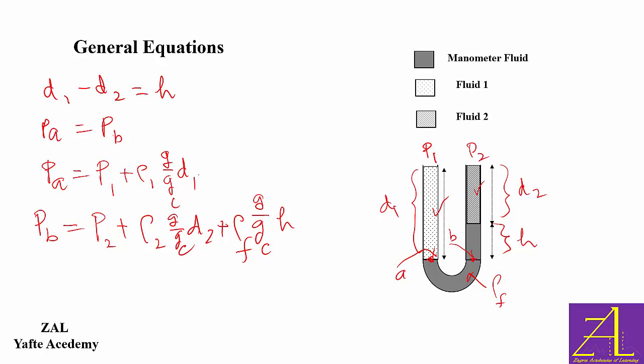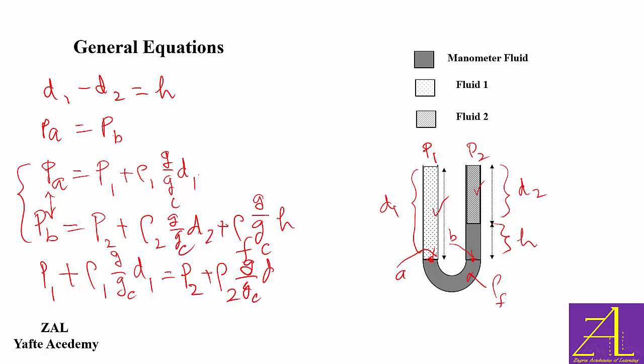Column H is manometer fluid, so rho F G over GC H. And if we equate these two, because PB and PA are equal, then we will have the general equation for manometer as P1 plus rho 1 G over GC D1 equals P2 plus rho 2 G over GC D2 plus rho F G over GC H. This is the general equation for manometer that we're going to use for specific cases.